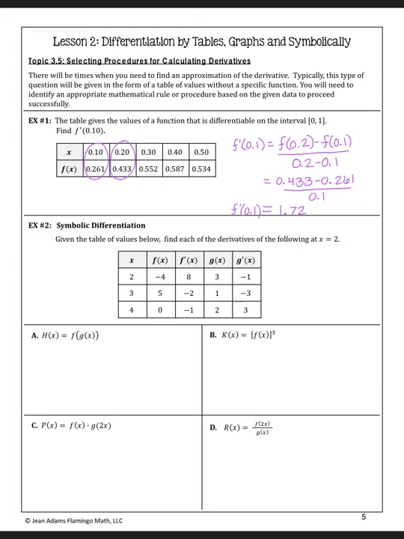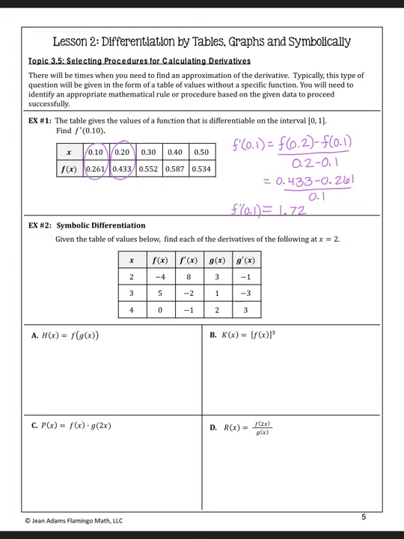So now let's look at example 2. This is what they mean by symbolic differentiation. You are given a table of values, so you have f, f prime, g, and g prime, and you need to find each of the following derivatives at x equals 2. I think these are quite fun because they are requiring you to use all the different rules: power rule, product, quotient, and chain.